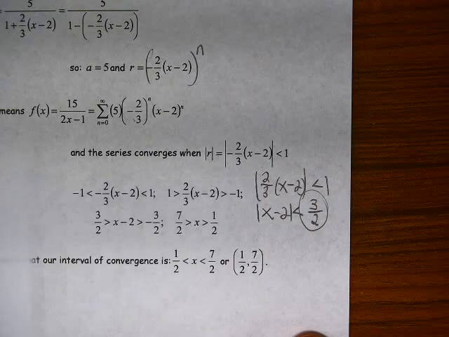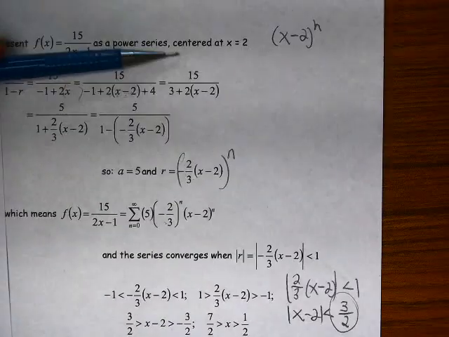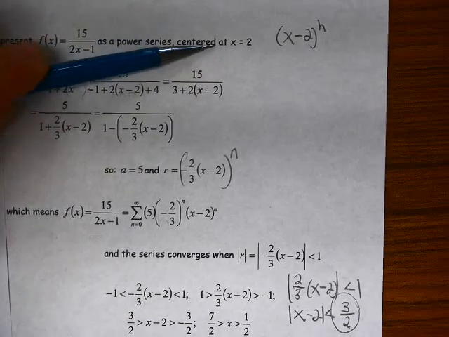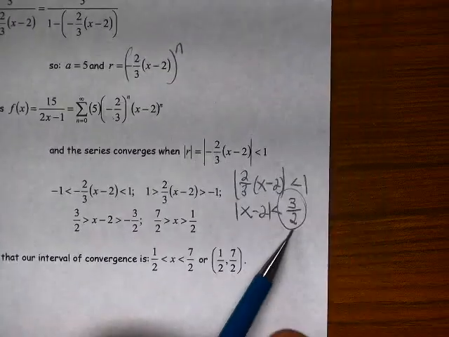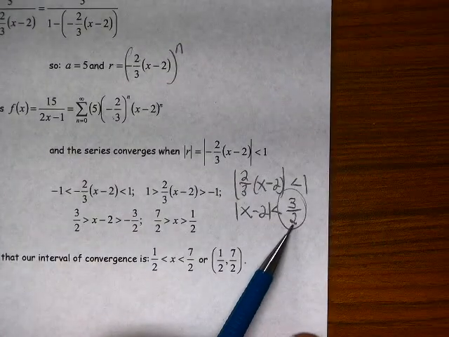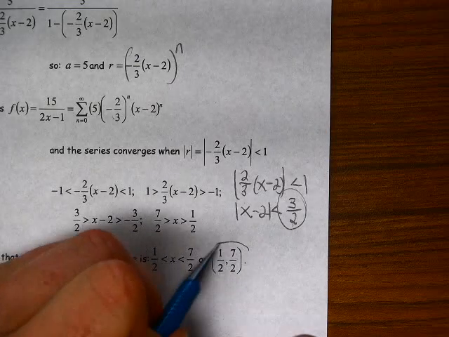All right, and my power series is centered at x equals 2, so I'm going to go 2 minus 3/2, 2 plus 3/2. Here's my interval of convergence.